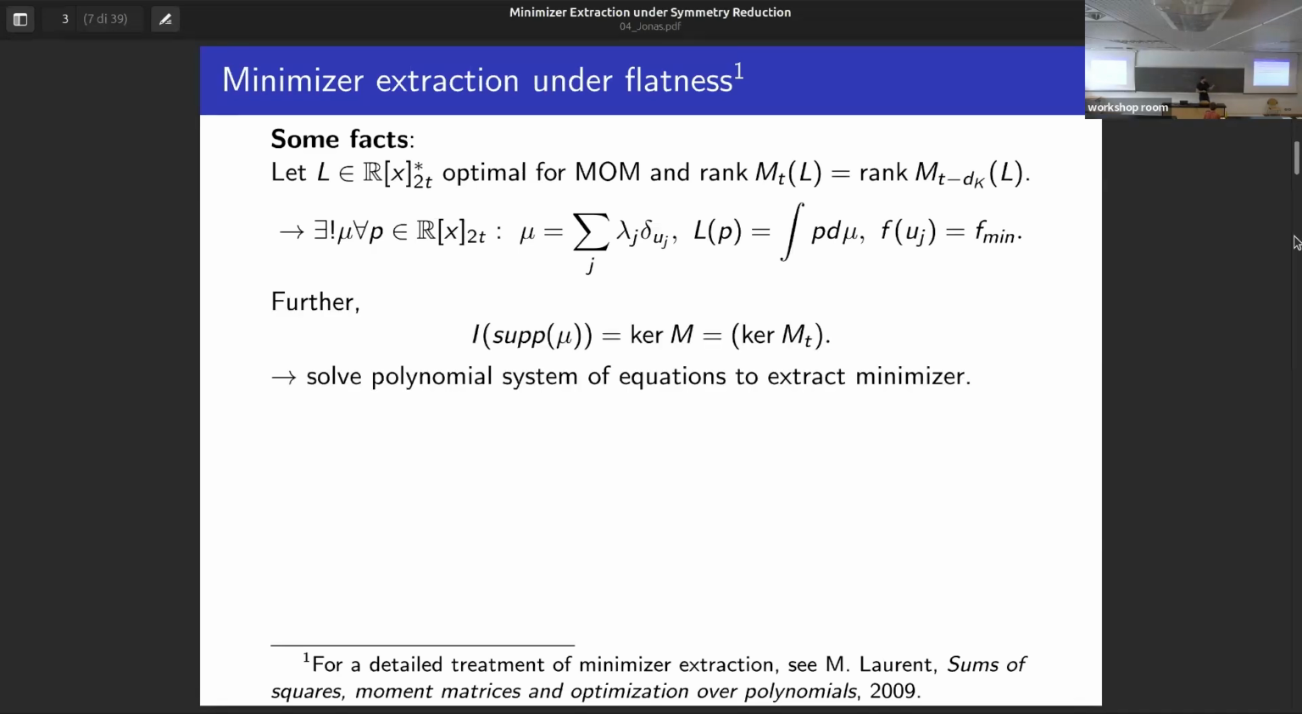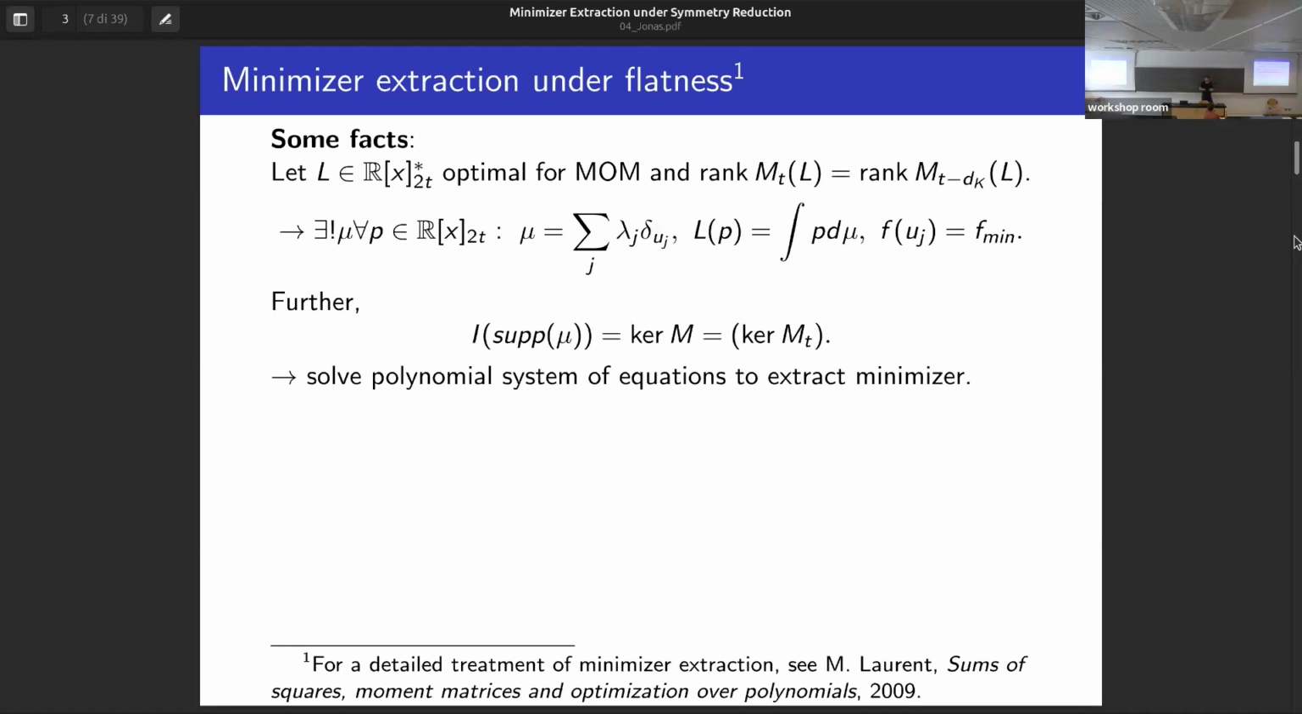And in order to actually get access to the minimizers, we can observe the following identities. Okay, so we are interested in computing the support of mu. And what you can do is look at the ideal generated by the support of mu, so all the polynomials which vanish on the support of mu. And then this will coincide with the kernel of the infinite moment matrix.